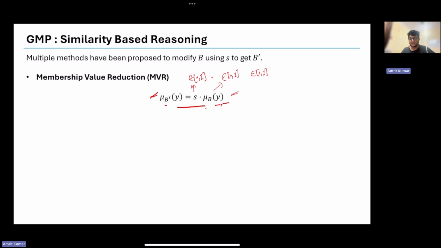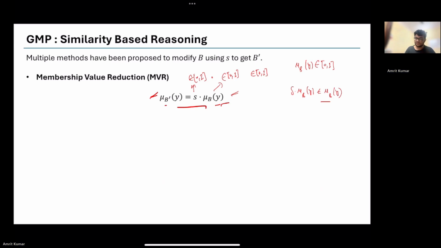And why is it called membership reduction? Because given the membership value of y in B, which is some number in the unit interval, when you multiply S with it, you actually end up getting a number that is smaller than mu of y, right? So in that sense, you are reducing the membership value of y in B to get the membership value of y in B dash, right?